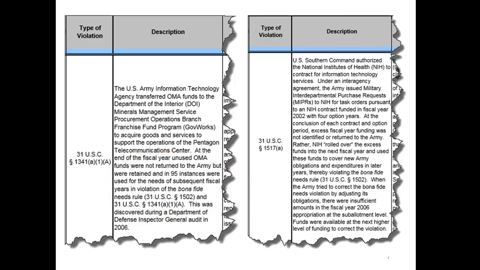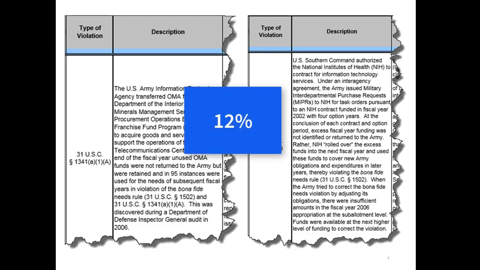In this example, unobligated funds provided to NIH for IT services were not returned, but were used for new obligations in later years, thereby violating the bona fide needs rule. In this case, they're in violation of 1517A2. So, you can see how important it is to pay attention to the bona fide needs statute. Approximately 12% of reported violations to GAO have been caused by the Bona Fide Needs Act violation.